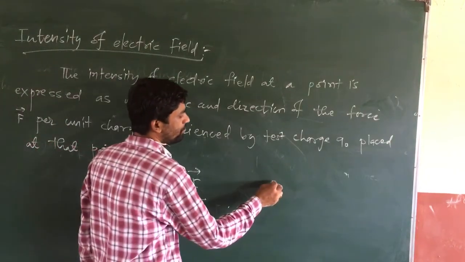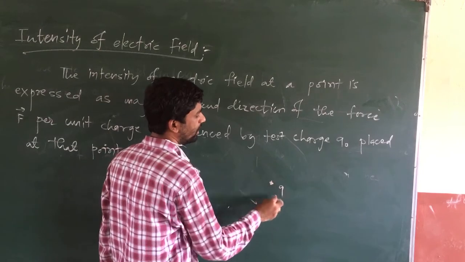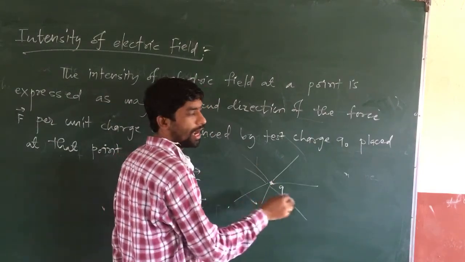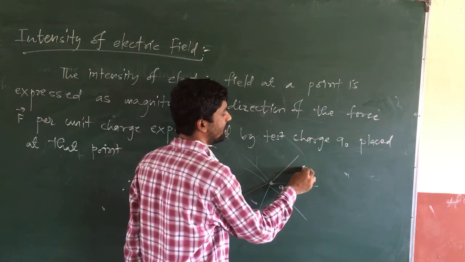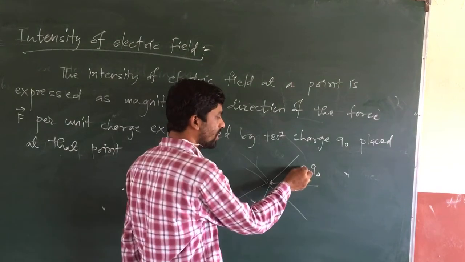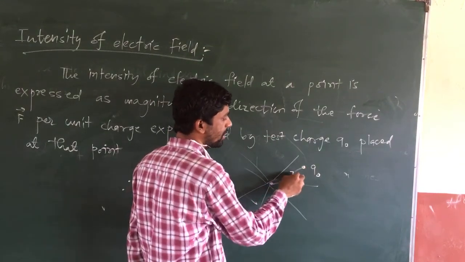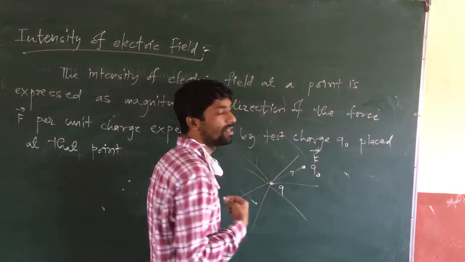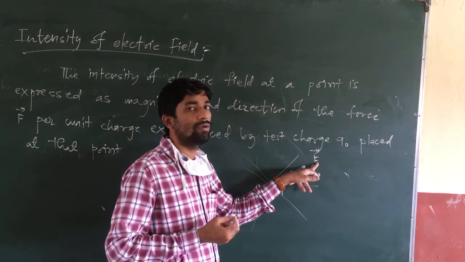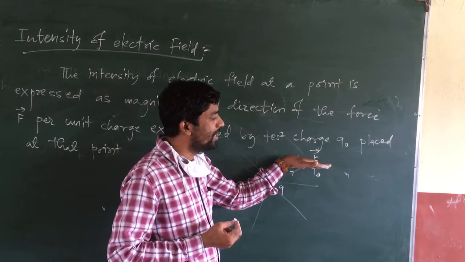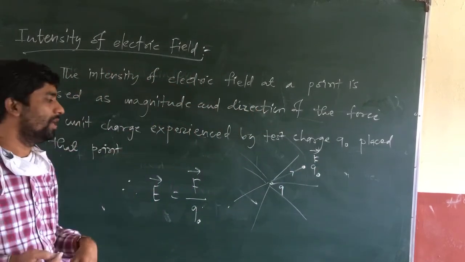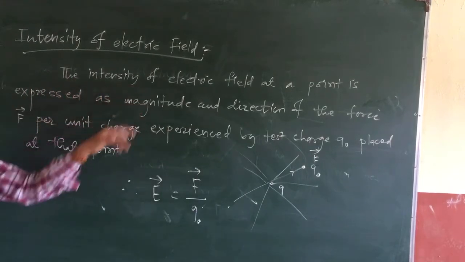Suppose this is your charge. This charge will produce an electric field surrounding it, and if I place a test charge Q naught here, then this test charge will experience an electrostatic force. This electrostatic force divided by the test charge gives you the intensity of the electric field. So what is the intensity of the electric field?